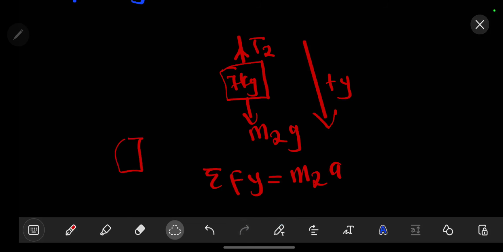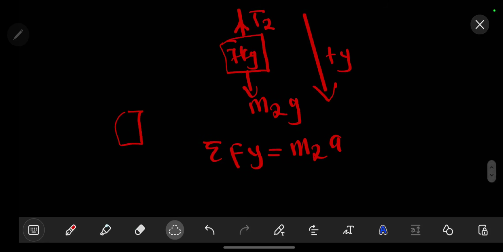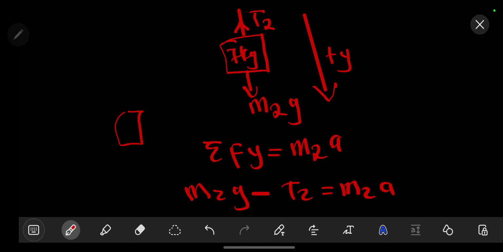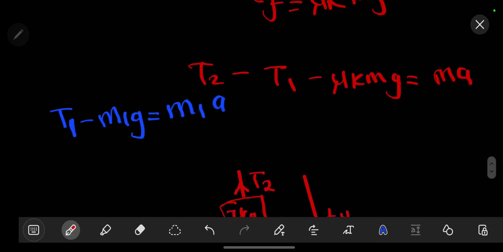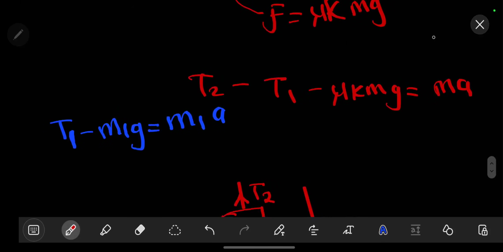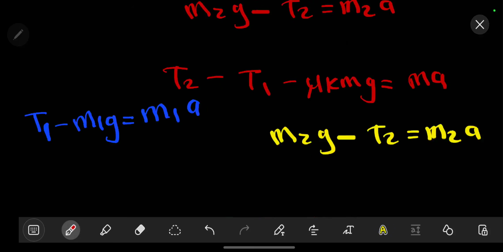So it's moving generally. So we are going to begin with our mass number 2. So we have m2g minus, it is the one that is going down, minus T2 should be equal to m2a like that. So after doing that, we now have three equations. Let me just lift them. So this is what we have.